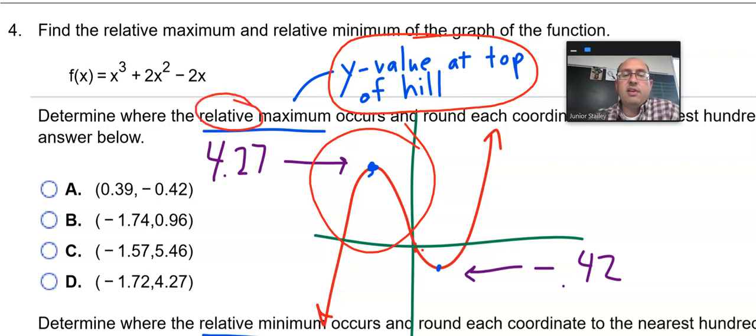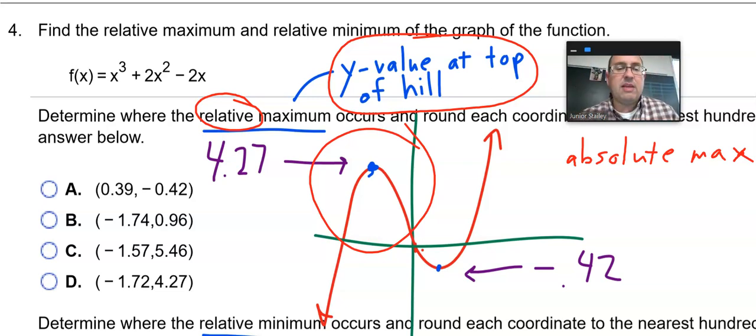Now, they use the word relative because absolute maximum is a different term. In fact, this particular graph has no absolute maximum. It does, however, have a relative maximum. Relative just means it's local. Sometimes they use the word local because inside of a small area, it does have a high point. So that's where we get this idea. It's the y value at the top of the hill. And how did I find out that 4.27 was the y value at the top of the hill?